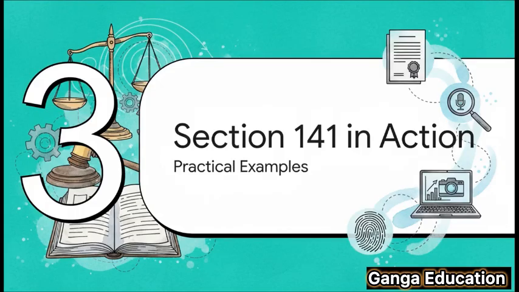All right, we've gone through the theory and principles. Now comes the most important part, seeing how this works in practice. Let's look at some examples that will make it much easier to understand how Section 141 operates in a real courtroom and give you much-needed clarity for your exams.